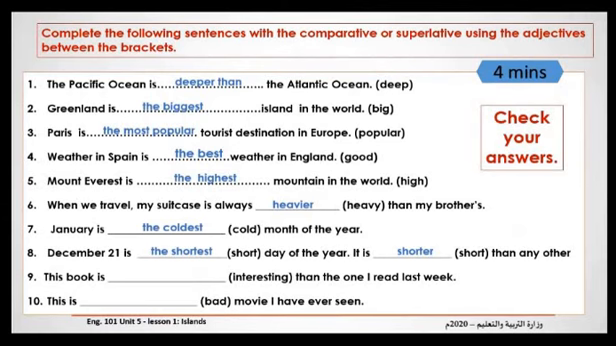Number 9, this book is more interesting than the one I read last week. And number 10, this is the worst movie I have ever seen.